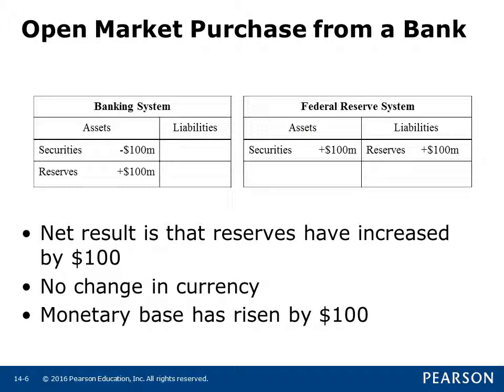The first scenario that we're going to cover is an open market purchase from a bank. So as you can see in this example, making an open market purchase increases the assets of the banking system because that security is sold for cash. The proceeds held by the banking system are considered reserves, which increase the monetary base. So the net result is that the reserves have increased by $100, there's no change in the currency, and the monetary base has risen by $100 as well due to the increase in reserves.